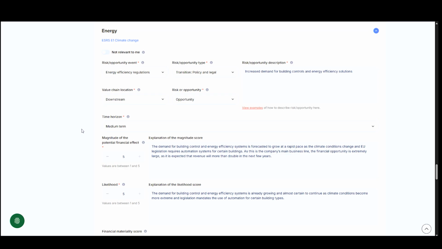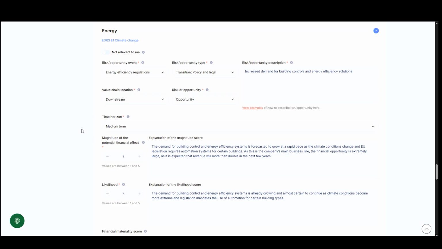So for example, if this company is producing building automation software, then they might actually have an opportunity from climate change, in that demand for their product increases. So the goal is to guide your business decisions, so don't overlook opportunities from these topics.